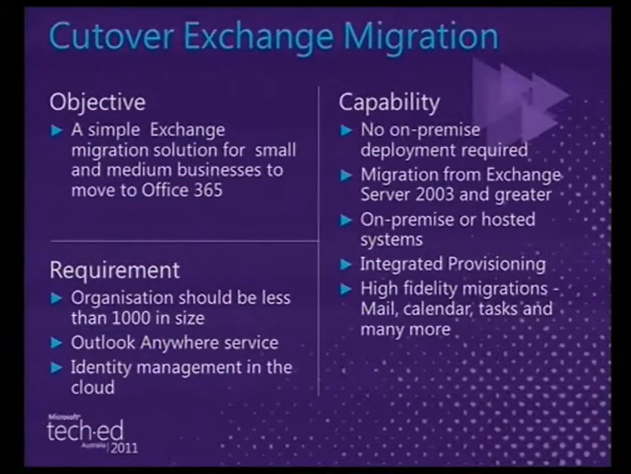So from a cutover migration perspective, the objective is to move the mailboxes as quickly as possible. So typically you wouldn't go beyond 200 users as part of an organisation for a cutover migration. It says here less than 1,000 users. I doubt you'd actually do a 1,000 user organisation. And identity management will exist in the cloud, so there's no on-premise infrastructure at all.